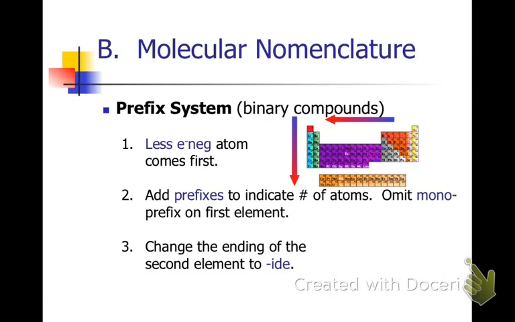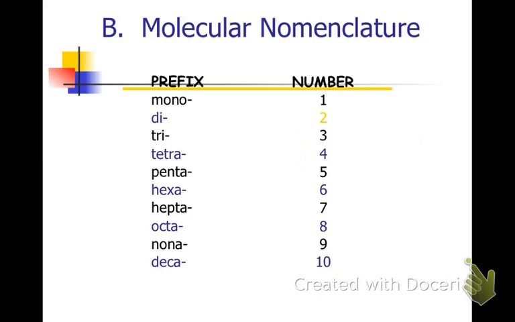Which group on the periodic table has the highest electronegativity values? Group 17. So typically if you have a halogen in the midst, it's going to be there at the very end. There's the 10 prefixes you have to memorize. Mono is 1, di 2, tri 3, tetra, penta, hexa, hepta, octa, nona, and deca.